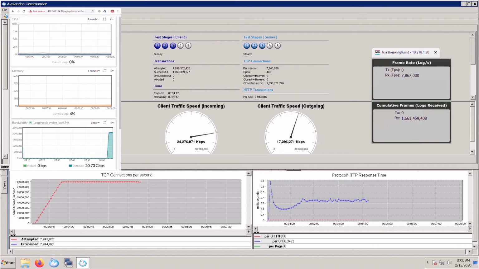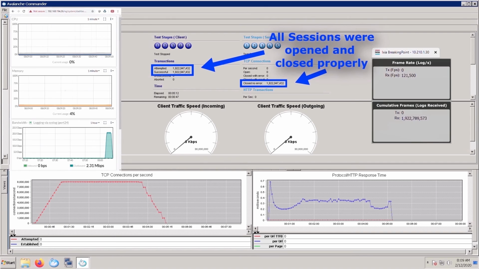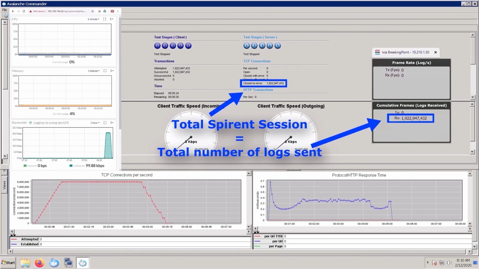We're coming to the end of the test, and as you can see, the results are pretty clear. All of the sessions were opened and closed properly and without any error. And not only that, the total number of sessions that you see there are equivalent to the total number of logs sent. What this means is that all of the sessions had the corresponding hardware-generated logs sent out.